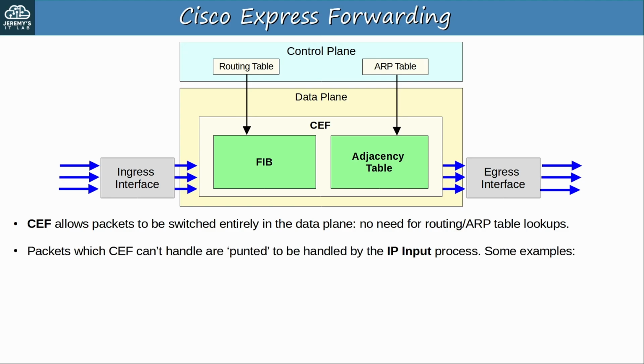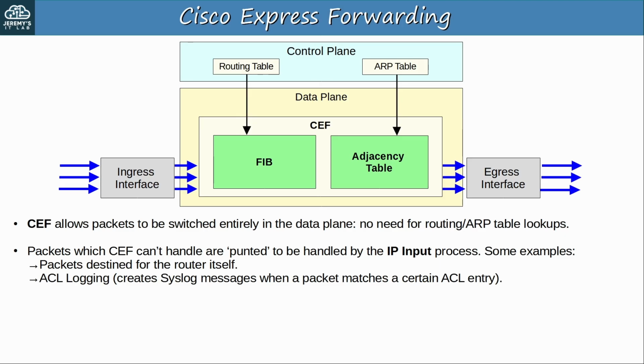Note that packets which CEF can't handle are punted, meaning they are handled by the IP input process, so they are process switched. Here are some examples of packets which can't be handled by CEF. Packets destined for the router itself. For example, if you ping a router or connect to it with SSH. Also, ACL logging causes packets to be process switched. ACL logging makes the router create syslog messages whenever a packet matches a certain ACL entry, and that requires extra processing.